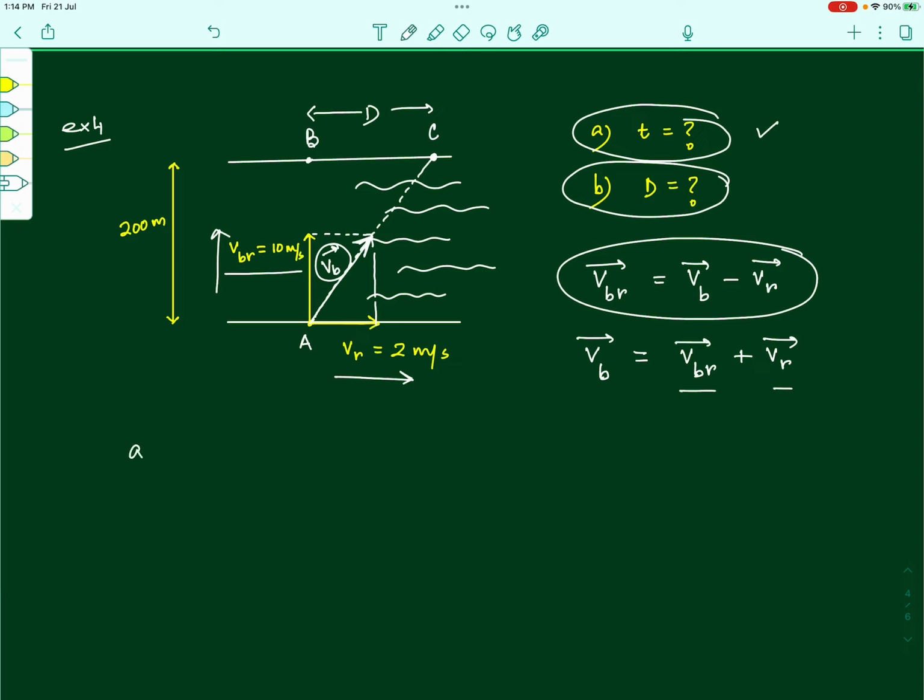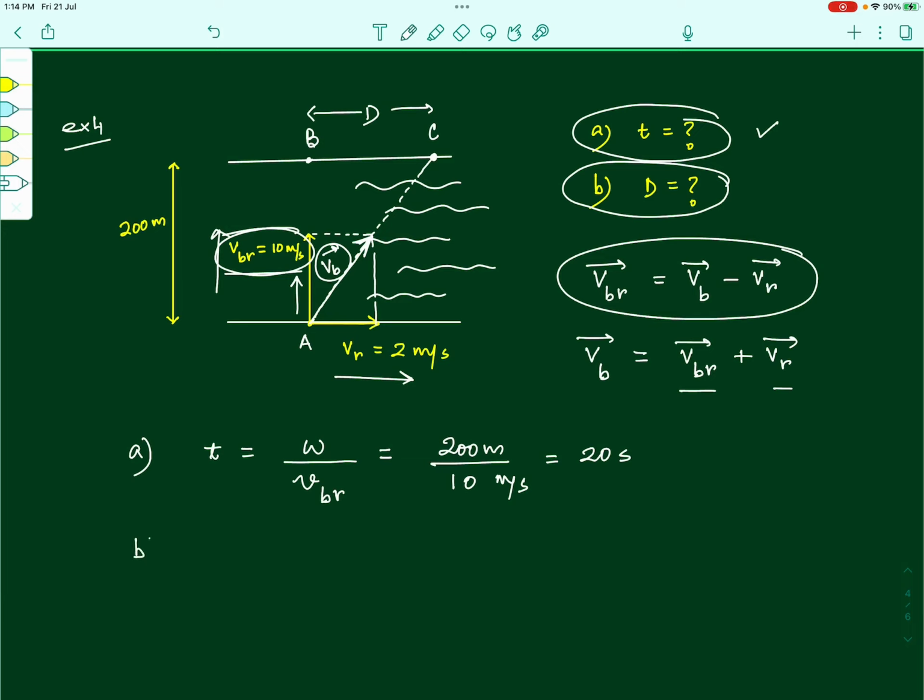So for the first part, to find the time in which the boat crosses the river, it is the VBR component of velocity of the boat which helps it cross the river, because this is the velocity component perpendicular to the river. So the time taken by the boat to cross the river will be the width of the river divided by the velocity perpendicular to the flow, which is only VBR. So 200 meters by VBR, which is given as 10 meters per second, comes out to be 20 seconds. The boat takes 20 seconds to cross the river.